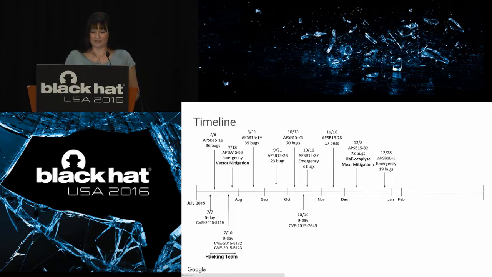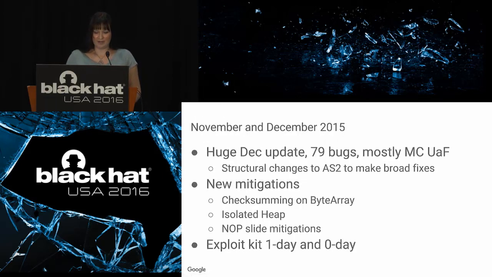So moving on to November and December. Something happened in December which I call the UAF-ocalypse. This was when a really, really large number of the movie clip use after free bugs were fixed in Flash. More than 79 MC use after free bugs were fixed, and this was due to structural changes to ActionScript 2 that prevented these sorts of bugs from happening.